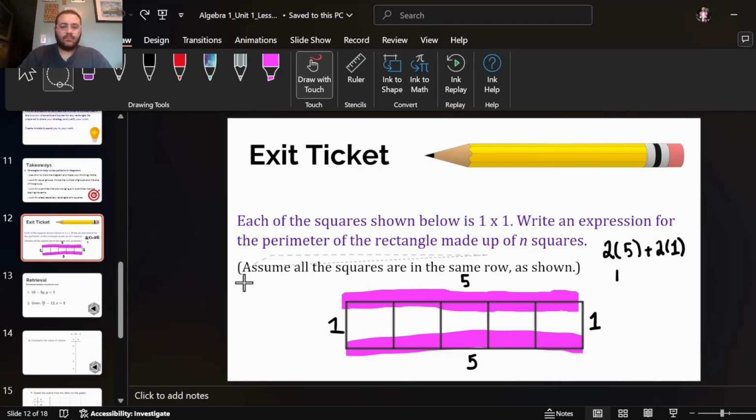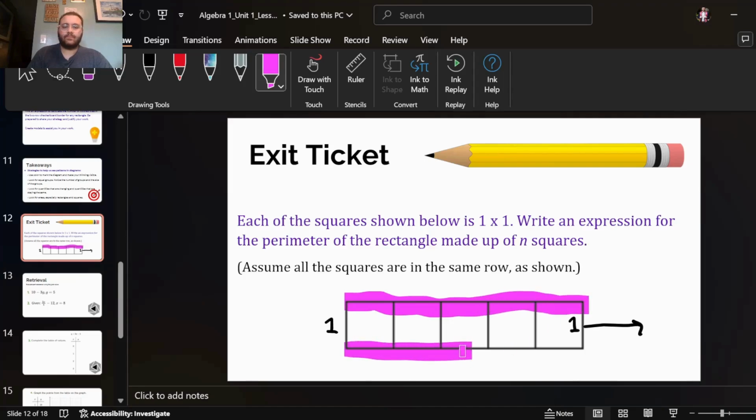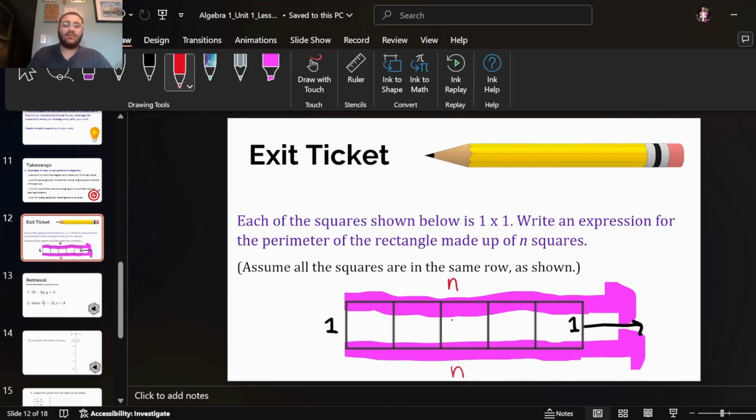However, let's say that this is worth n squares, so this would continue, right? Well, this length would always be 1, and so would this one. But what's going to change is this pink length here. If that continued, this length needs to be called n. We don't know how long it is, but we know it's worth n squares. So again, we still have our two groups of 1, that didn't change, plus our two groups of n. If we simplify that, that's 2 plus 2n. That's our perimeter.